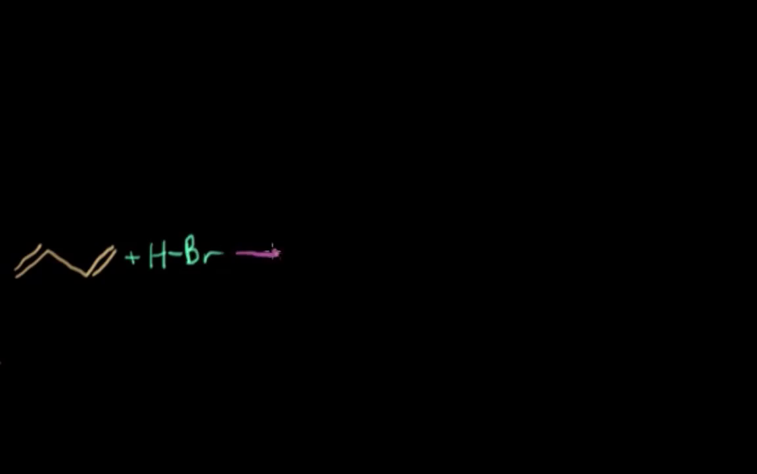Let's say we run this reaction once at 0 degrees Celsius. What we would get is actually 2 products, not just 1 product. So the first product has the double bond between carbons 1 and 2 and the bromine at carbon 3. Let's say we get 80% of this product.